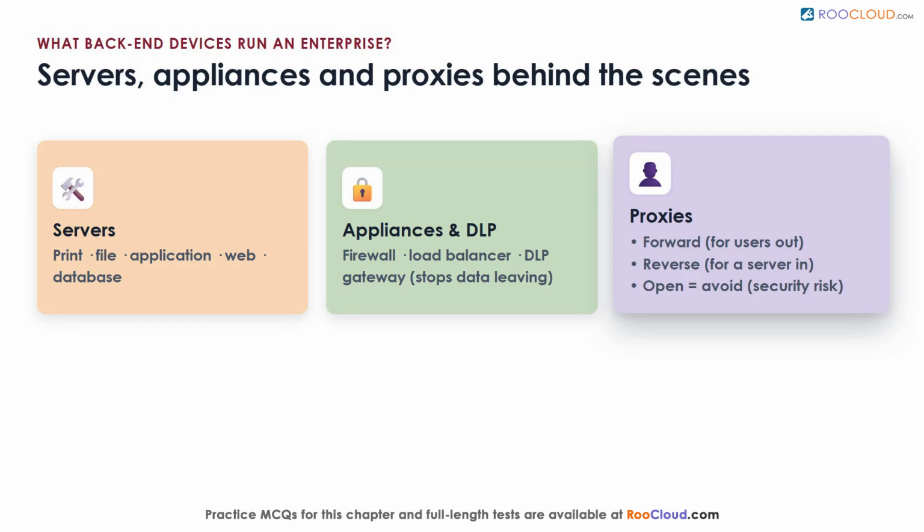Proxy servers deserve a closer look. A forward proxy sits in front of users, fetching the internet on their behalf. A reverse proxy sits in front of a server, balancing load and shielding it. And an open proxy is reachable by anyone, which is why organizations avoid them.